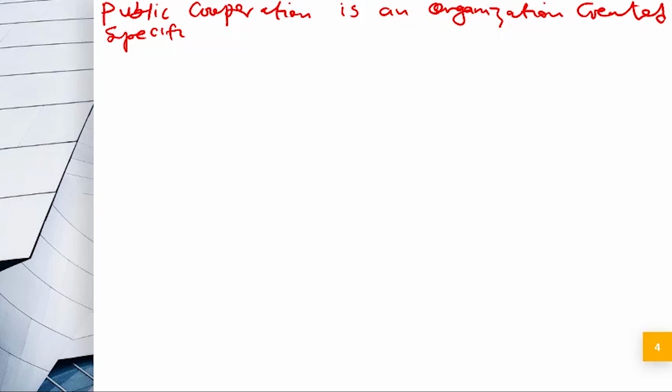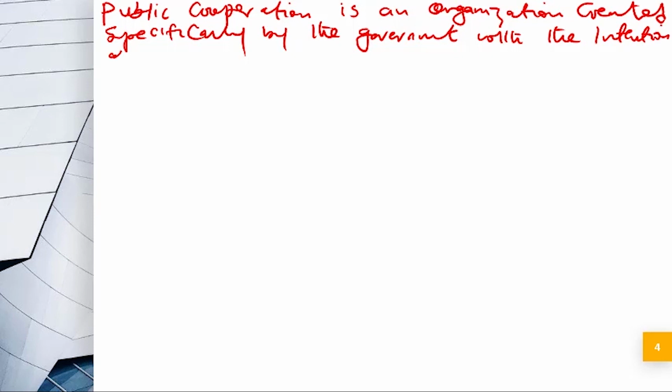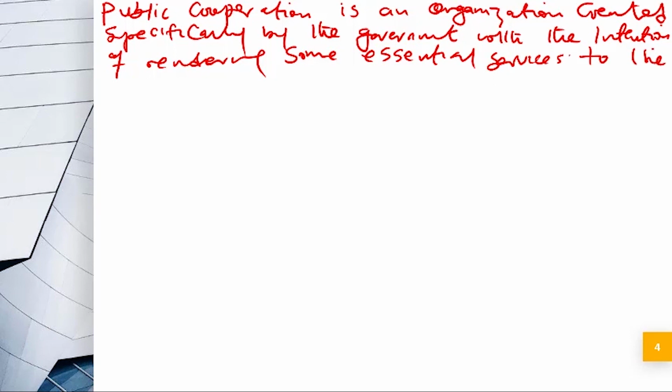Public corporation is an organization created specifically by the government with the intention of rendering some essential services to the people at a subsidized rate. So take note, please.